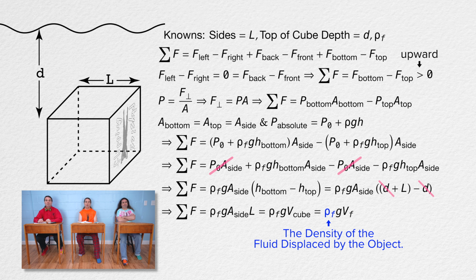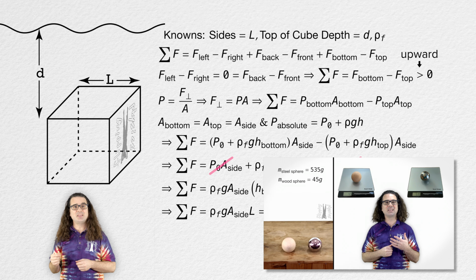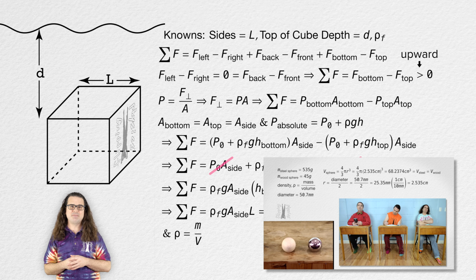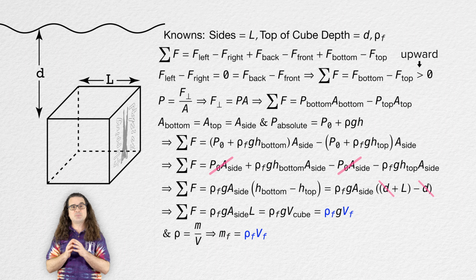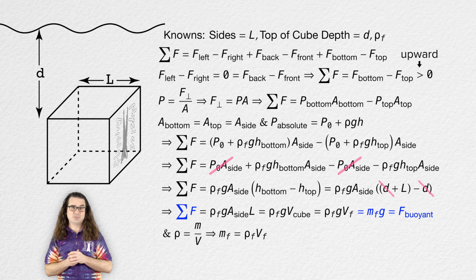And we know from our lesson on density that density equals mass divided by volume. That means we can replace the density of the fluid displaced times the volume of the fluid displaced in this equation with the mass of the fluid displaced by the object, or lowercase m sub f. And we get that the net force caused by the fluid surrounding the object equals the mass of the fluid displaced by the object times the gravitational field strength. And that is called the buoyant force.